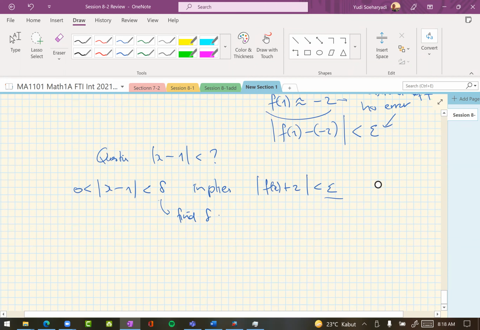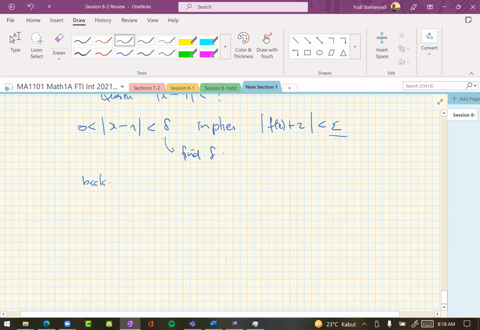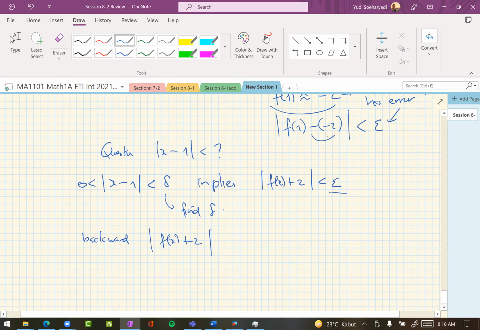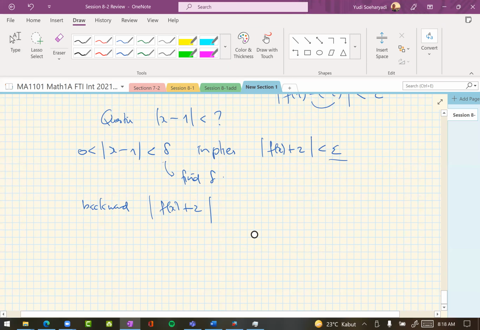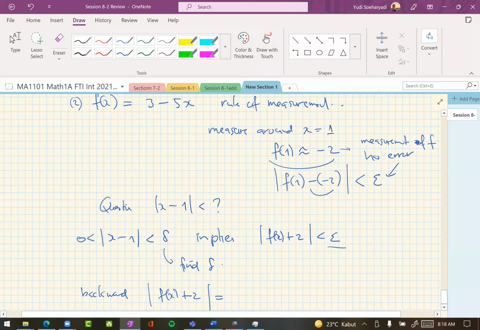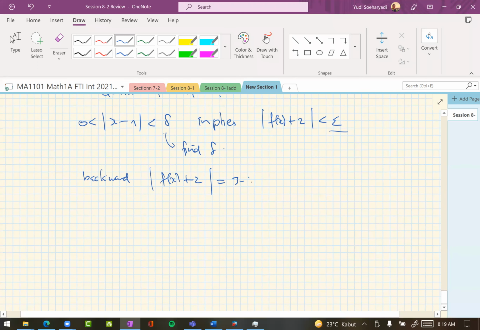So we work backward. Now it becomes plus 2. Is it clear why plus 2, not minus 2? That's good, because f of 1 is minus 2. All right, so let's rewrite this. What is f of x? f of x is 3 minus 5x plus 1. Okay, so let's simplify this.